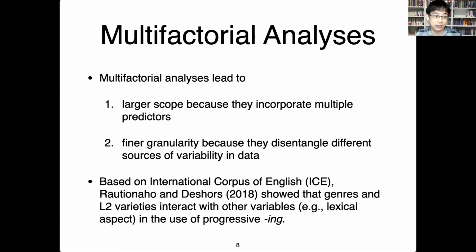And by using multifactorial analysis, the research leads to larger scope because they incorporate multiple predictors. So we can generalize over, say, proficiency and L1 and maybe some other variables at the same time, so that the findings have larger scope. Multifactorial analyses also lead to finer granularity because they can disentangle different sources of variability in the data. For example, one study showed that genres in L2 varieties interact with other variables like lexical aspect in the use of progressive ING. And this sort of interaction between variables is much easier to investigate using large-scale learner corpora combined with multifactorial analysis.